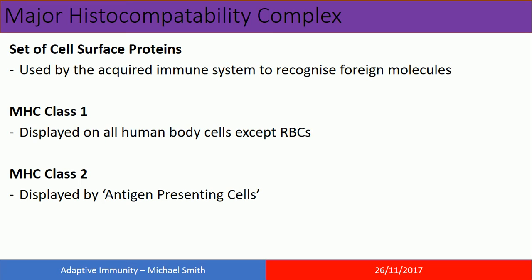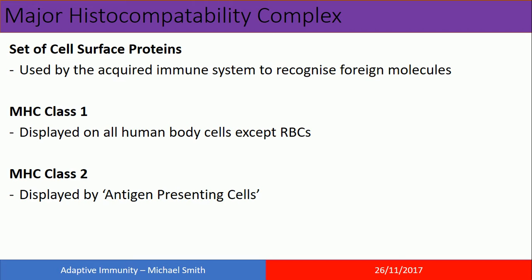So, in the previous video, we spoke briefly about MHC class 1 when we were talking about our natural killer cells. So MHC stands for Major Histocompatibility Complex, and this is a set of proteins on the surface of the cell that the immune system uses to try and work out whether or not the cell is foreign or if it's itself.